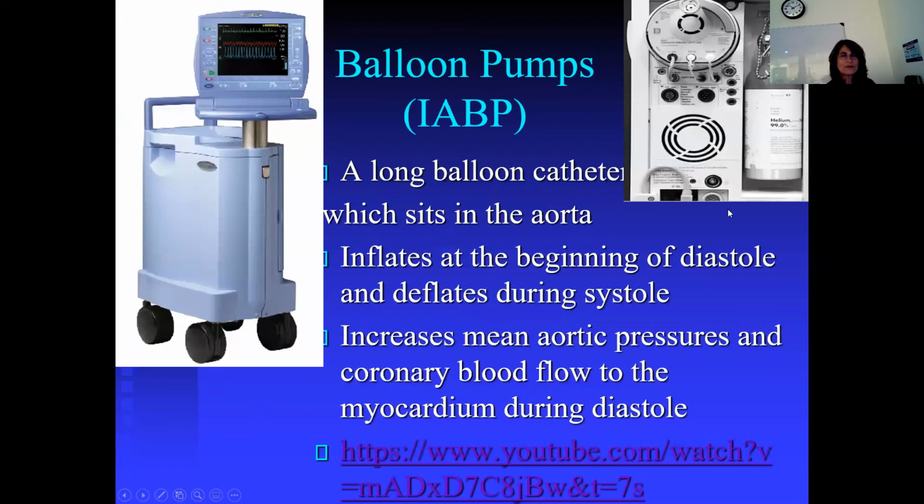All right, so that was it for normals for venous blood, and now we move on to balloon pumps. IABP. So can we get through this in 7 minutes?